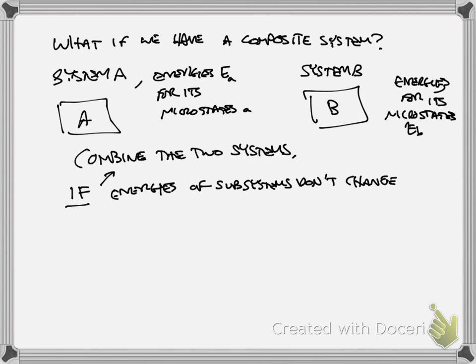Well, what happens then? Well, the partition function of the composite system, what's that going to look like? Well, we're going to have to sum over all the microstates, little a and little b, of e to the minus beta times the energy of the microstate of system A, if it's in that particular microstate, and then the energy of system B, right, if it's in that particular microstate.